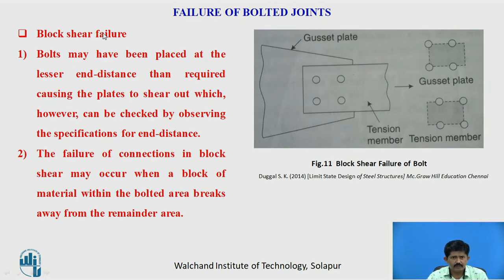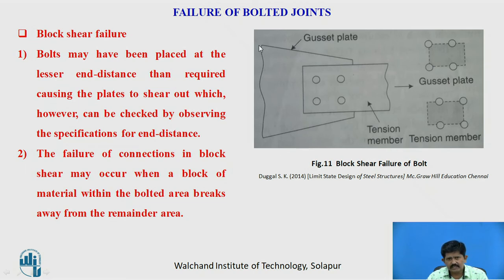Then block shear failure of the bolted joints. The bolts may have been placed at a lesser end distance than required, causing the plates to shear out, which however can be checked by observing the specification of end distance. The failure of the connection in block shear may occur when the block of the material within the bolted area breaks away from the remainder area.